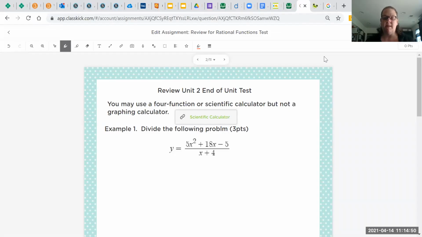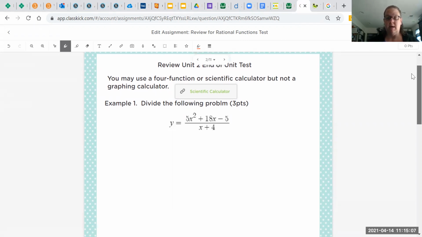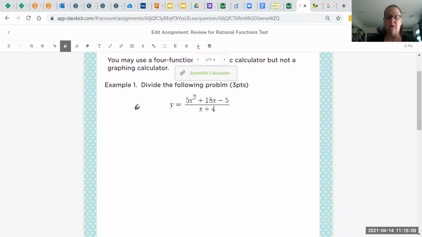So for example 1, it says divide the following problem, and that problem is a rational function because we have x plus 4 in the denominator. So whenever it says to do this, you have two options. You can either do long division or reverse box. So I'm going to do both of them. Obviously, you would only have to do one of them on the test next class. So I'm going to do long division first.